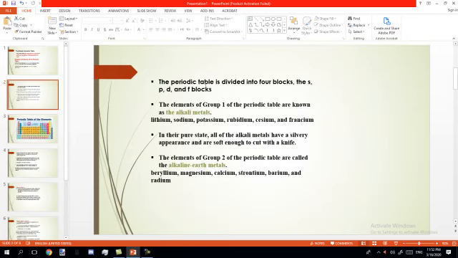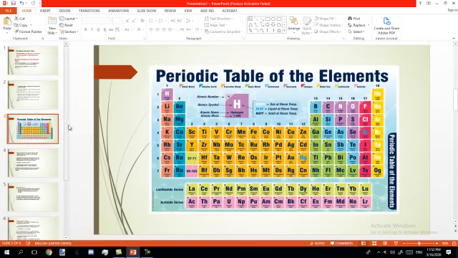Now, the periodic table is divided into 4 blocks: the S, P, D, and F blocks, and these are the names or the symbols given to the atomic sub-levels. The atomic sub-levels. Now we want to see where the S, P, D, and F blocks are. Return back to the periodic table. The S block are the first 2 groups. Column 1 and column 2 are the S block.